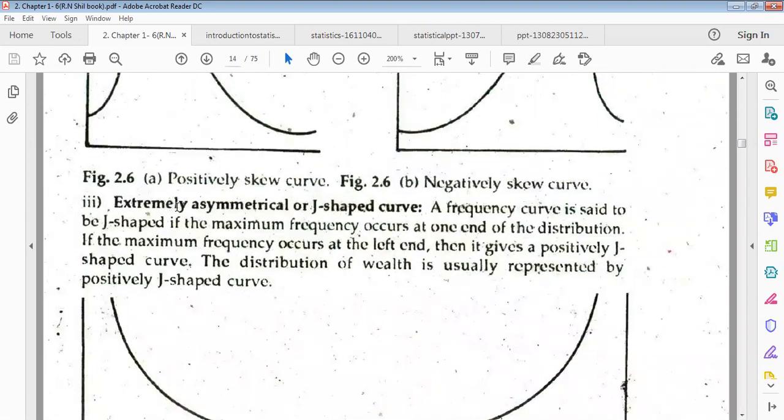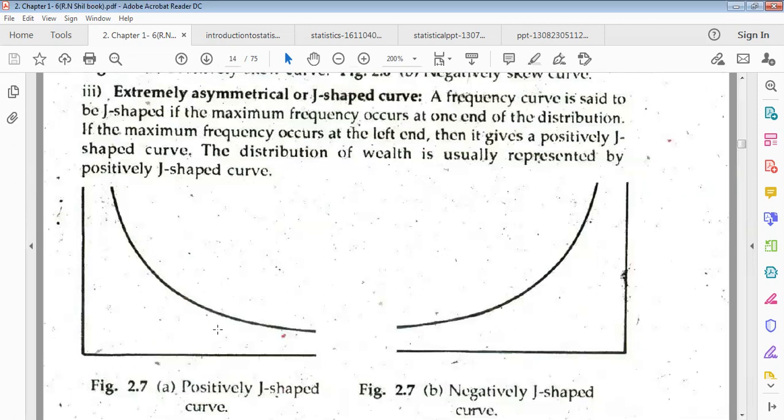Now extremely asymmetric or Z-shaped curve. These types of curve. This is the positive Z-shaped, when this is the origin. This is the x-axis and this is the y-axis. If you get these types of curve, this is the Z-shaped curve. And this will be positively Z-shaped. But this is the negative part of the x-axis. This is why these types of curve will be what? Negatively Z-shaped curve.